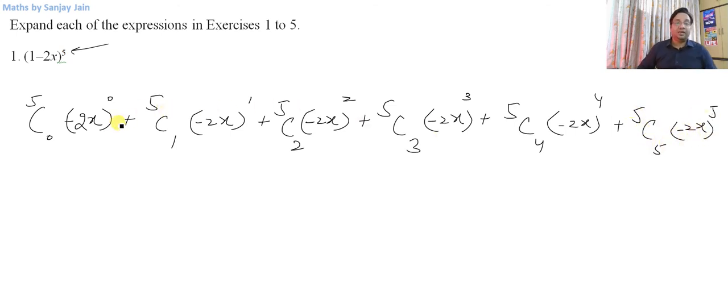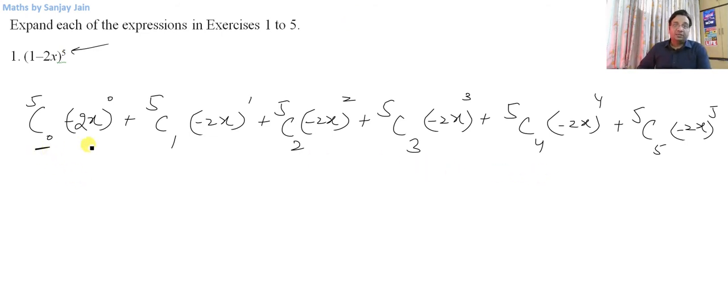Why am I taking minus 2x here and I am not taking the plus minus alternative signs? Because I don't want you to memorize a lot of formulae. What you can do is you can think in terms of the formula (1 plus x) raised to power n. You just need to replace that x with minus x, right? That is what I am doing here.